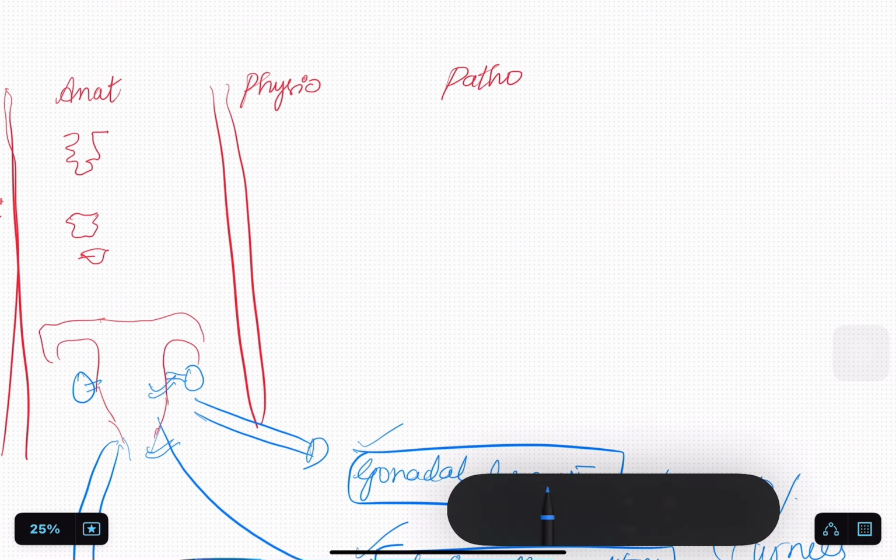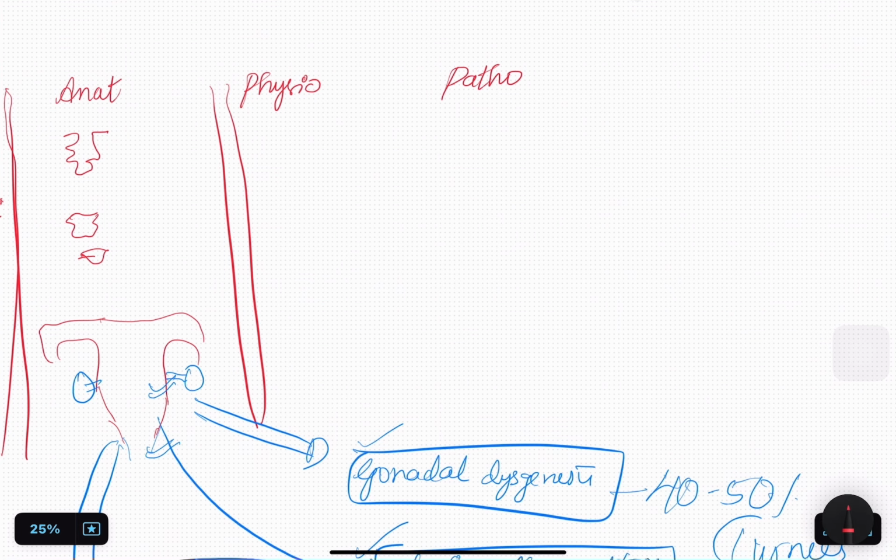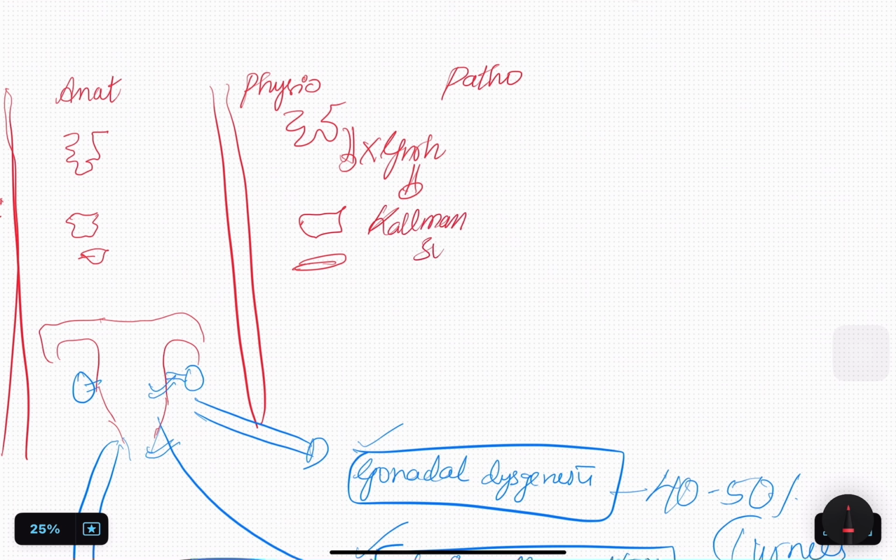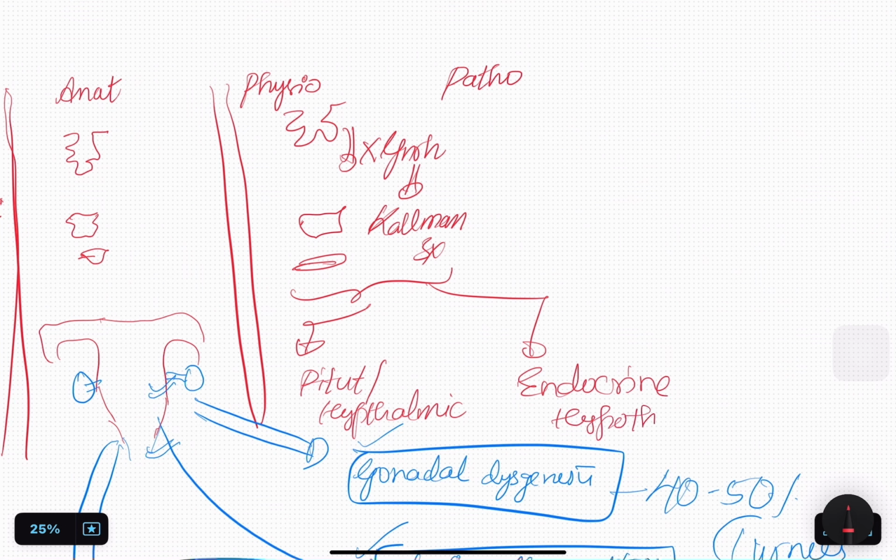Okay, now coming to our proper physiology. So what is this? Hypothalamus, pituitary, then thyroid, insulin, all those things. If there is no GnRH production, which you know is Kallmann syndrome, it also leads to primary amenorrhea. Okay, that is one thing I wanted to discuss. So here basically you might have pituitary or hypothalamic dysfunction, or endocrinal abnormalities like hypothyroidism. Got it? Now coming to part 2.